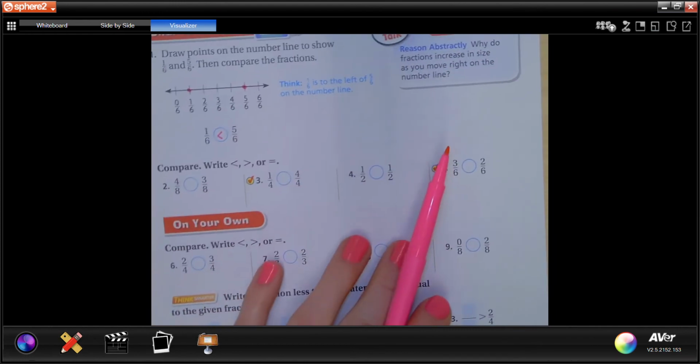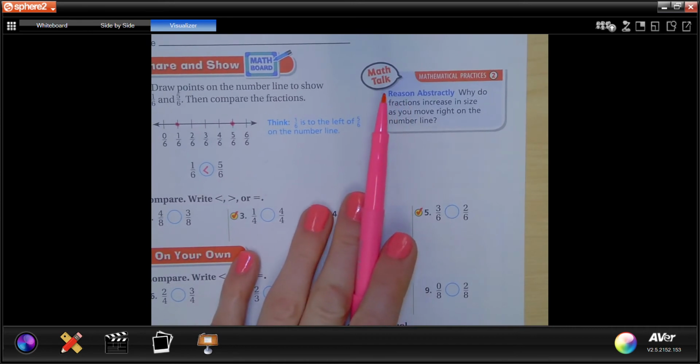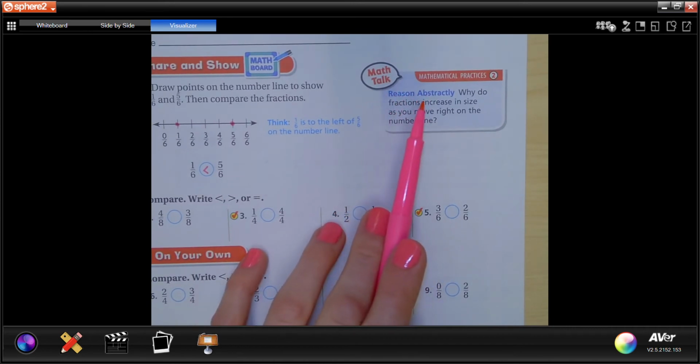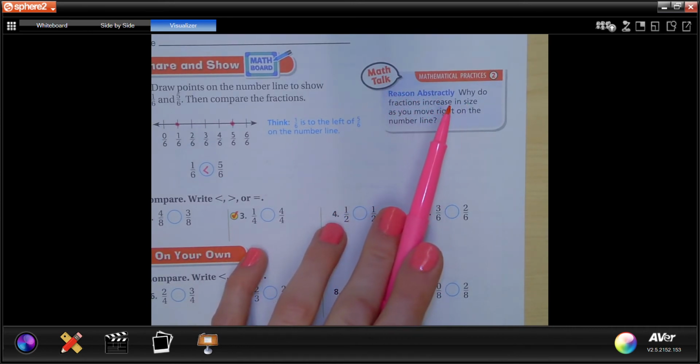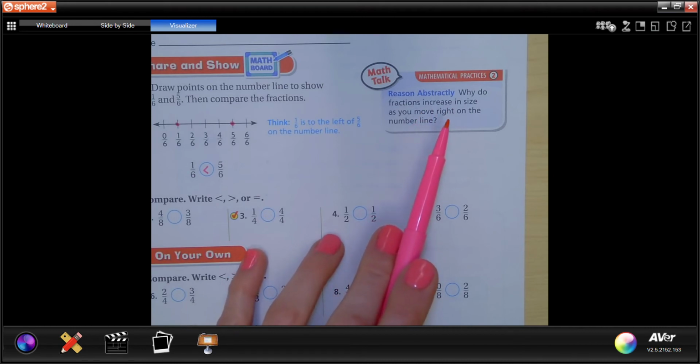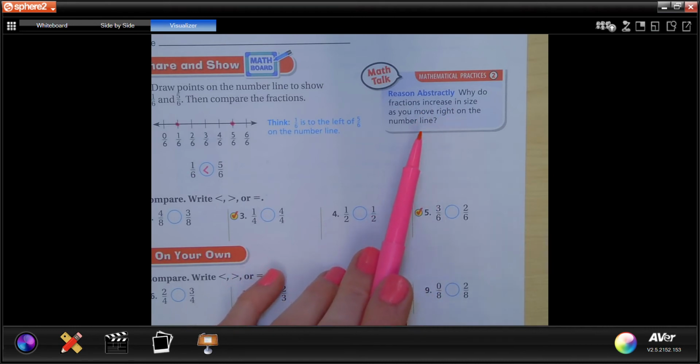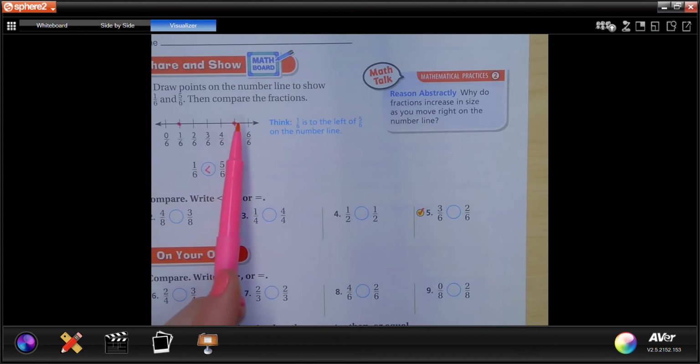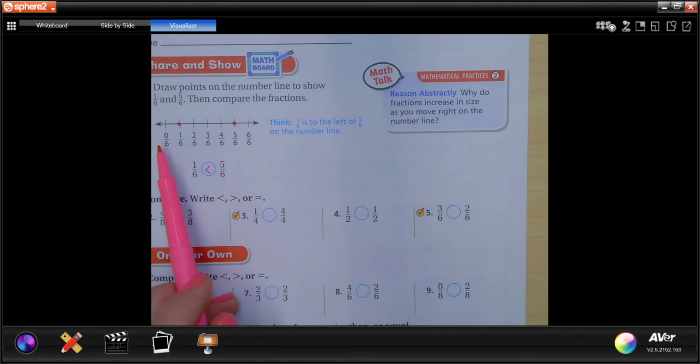Let's back up and go. Mrs. Douglas forgot about math talk. Reason abstractly. Why do fractions increase in size as you move right on the number line? So why, when we move to the right on the number line, do they increase? Well, the fraction represents the distance from 0. So, the farther right the fraction is, the greater the distance in size.